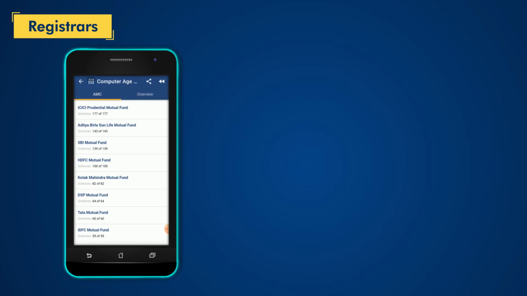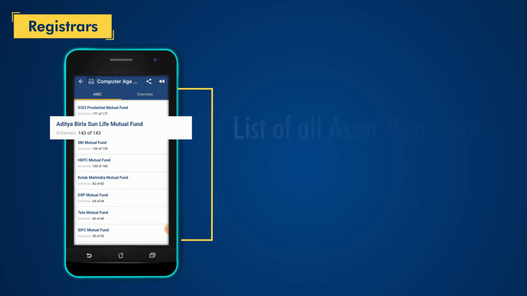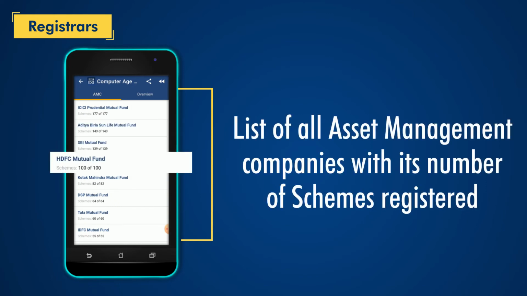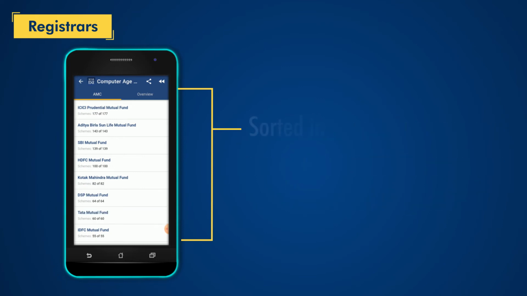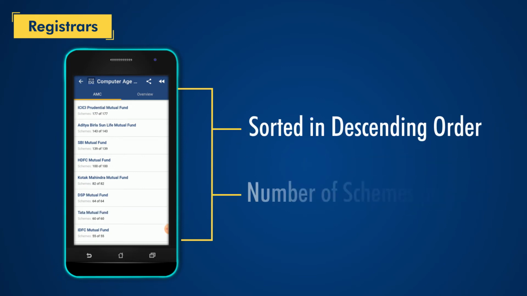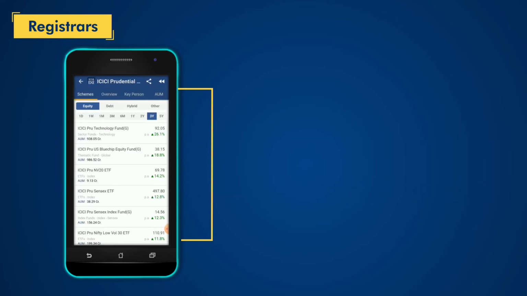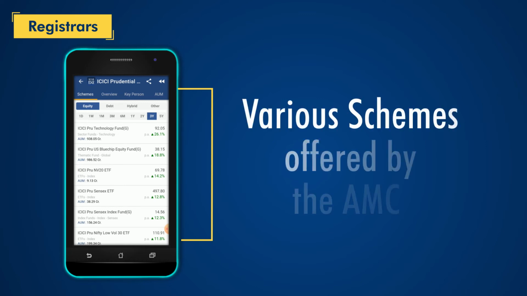Clicking on any registrar will open a new page where you can view a list of all asset management companies with its number of schemes registered under the selected registrar. The list is sorted in descending order of the number of schemes per AMC. Clicking on any AMC will take you to a detailed page of that AMC where you can view details about the various schemes offered by the AMC and other important information.